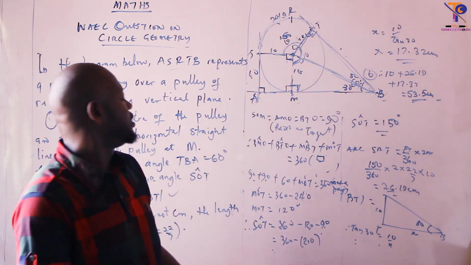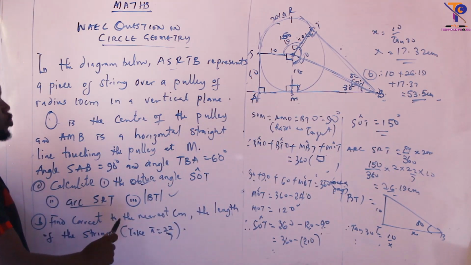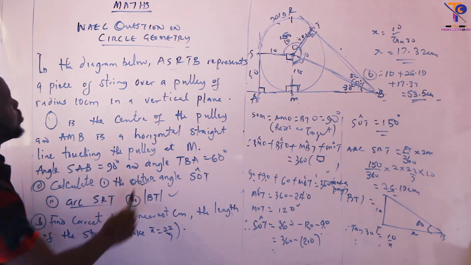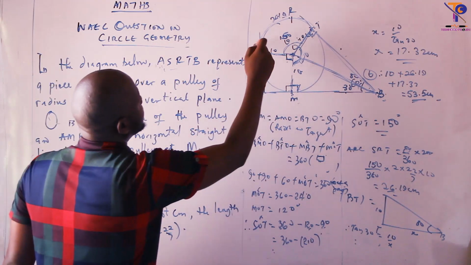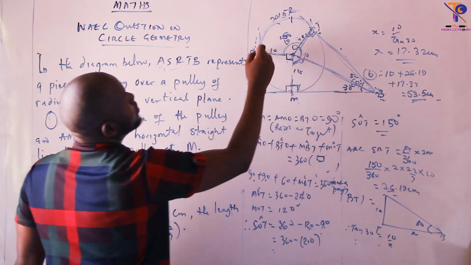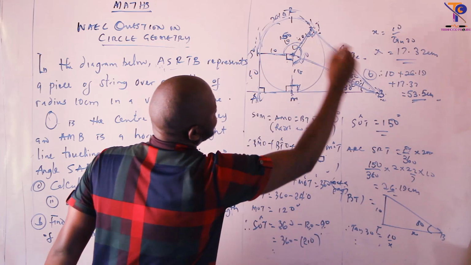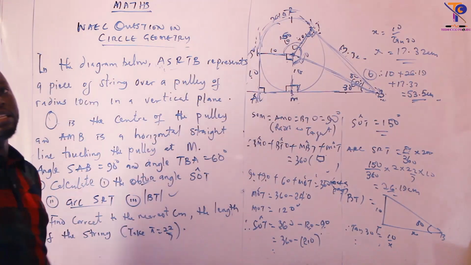And to the last question here, the length of that string, that is string AS, then SRT, then TB. So we have 10 plus 26.19 plus 17.32. That is the addition that gave us that mark, that point.